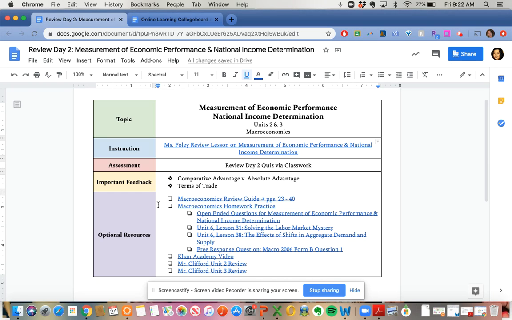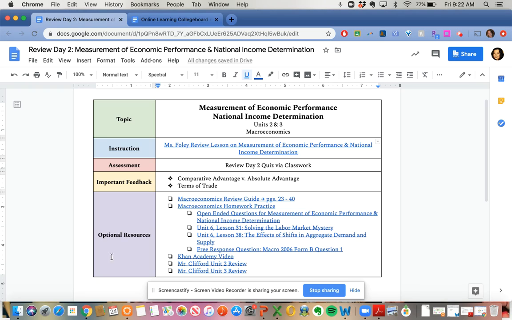When you take a look at terms of trade, how do you know somebody is going to trade or what they're going to trade is really based on who has a comparative advantage. If you have a comparative advantage in making something, that's what you're going to make and you're going to trade with other people. Okay? So that's that idea.